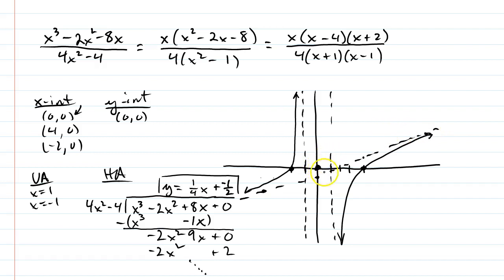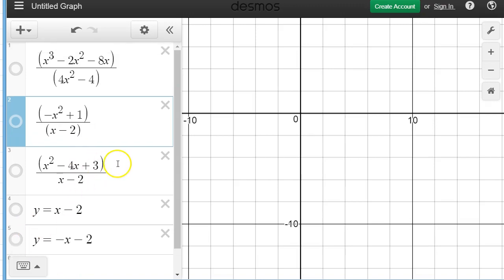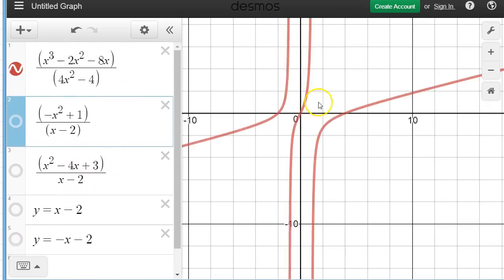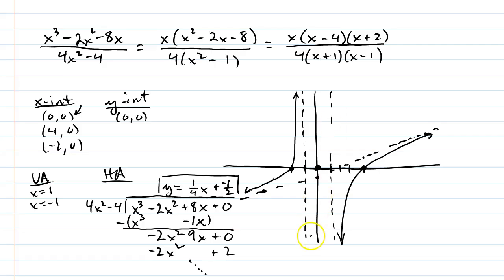So how would I know which way to go? Well, we would do test points. Now, I'm not going to do a test point right now because I don't want to take forever here. So here is the graph. And that matches up with what we have here. We would just do a couple test points to see that, yes, indeed, it goes through like this, kind of like a lane change.